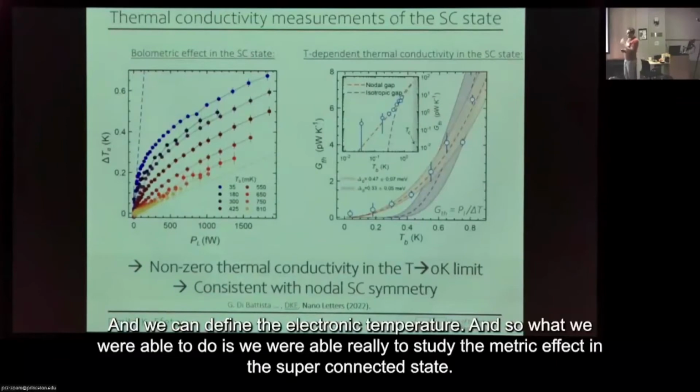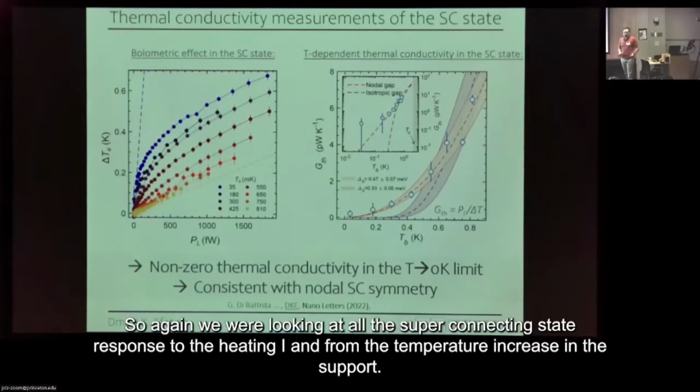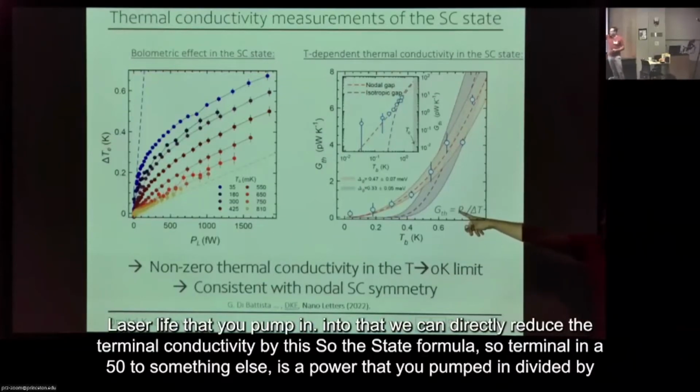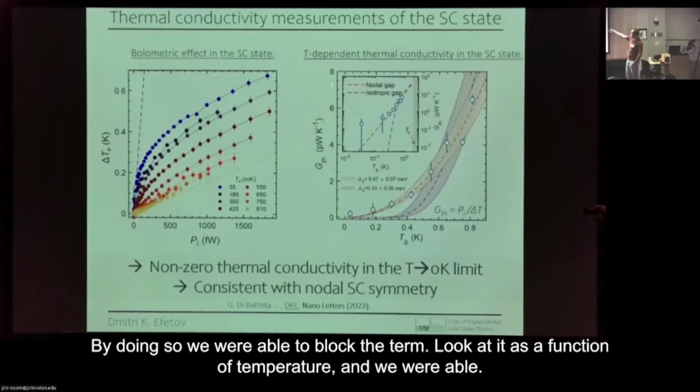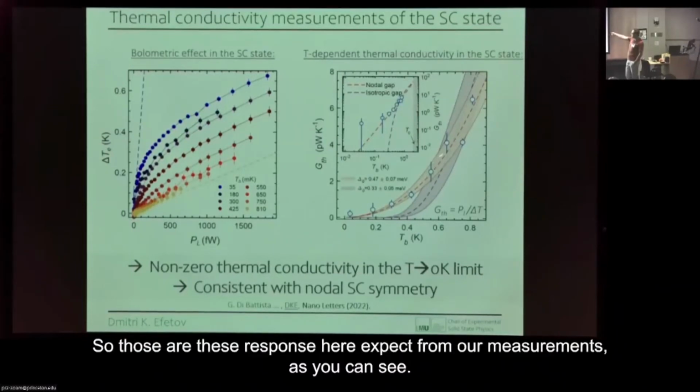And so we were able to study the bolometric effect in the superconducting state, looking at how the superconducting state responds to the heating. From the temperature increase in the superconducting state as a function of the laser light that we pump in, we can directly deduce the thermal conductivity by this steady-state formula. Thermal conductivity is nothing else than the power that you pump in divided by the temperature increase of the system. By doing so, we were able to plot the thermal conductivity as a function of temperature. Those are the points here that we extract from our measurements.